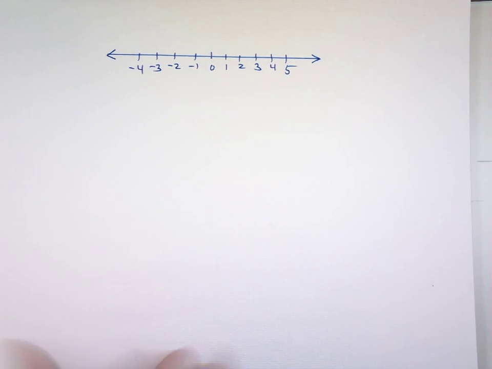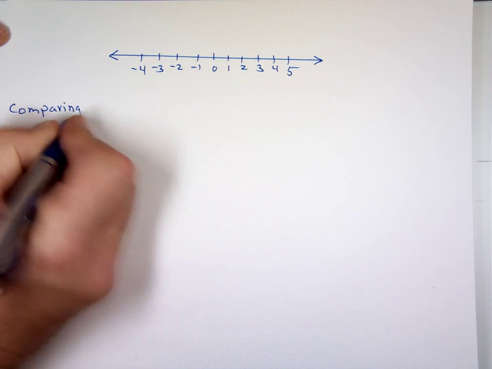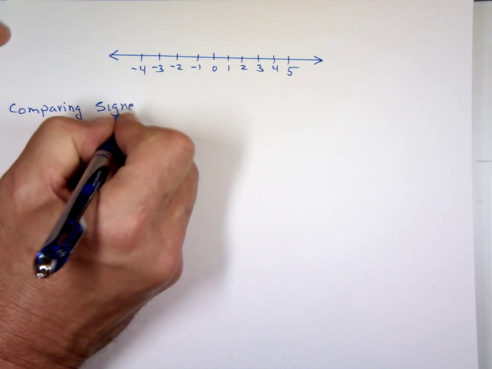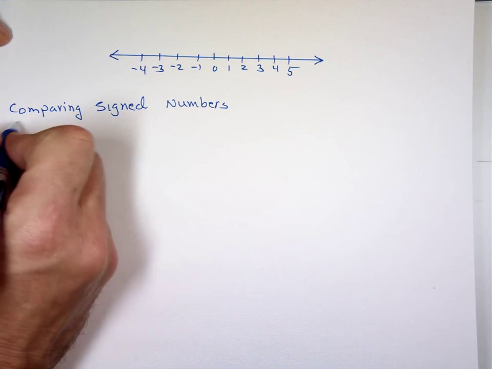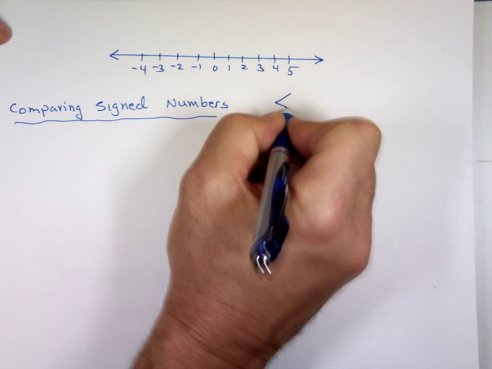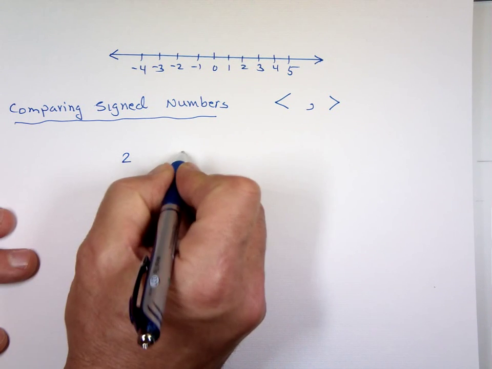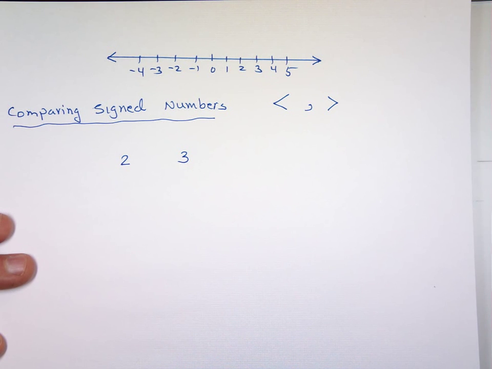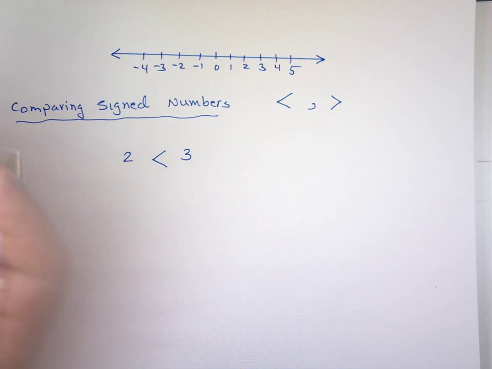So this topic is comparing signed numbers. What does that mean, comparing signed numbers? Tell me, is it less than or is it greater than? If I said to you, for example, 2 and 3. Is 2 bigger than 3 or less than 3? Less. Notice the location on that number line. The number on the left is always less than the number on the right. Always.